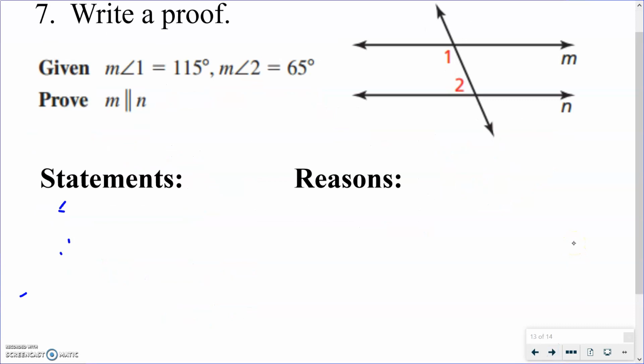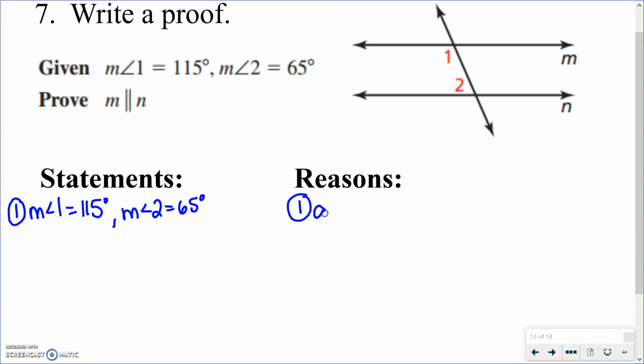Okay, so we are going to write a proof here, and what I'm going to say about this proof is it's unlike a lot of other proofs. You'll see why in a minute, but just stick with me, and we're going to use some of these angle relationships. So the first thing we're going to do is get our given in there. So our given is the measure of angle 1 is equal to 115 degrees, and the measure of angle 2 is equal to 65 degrees. And we're going to be trying to prove that M and N are parallel.